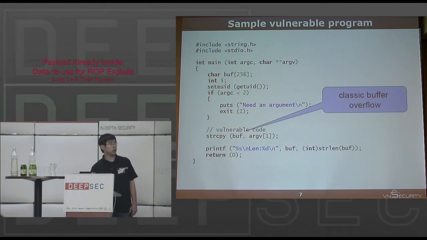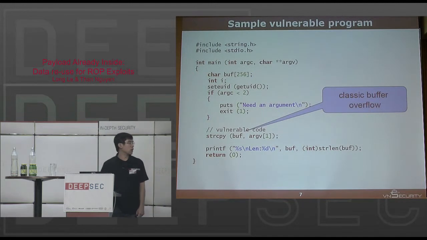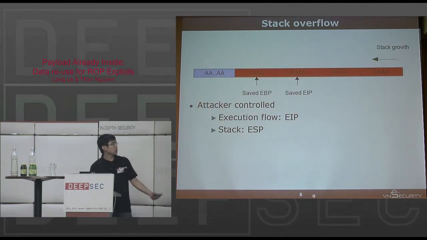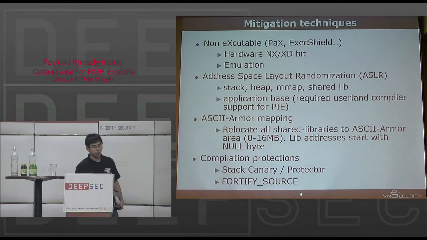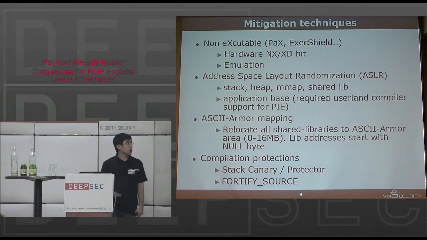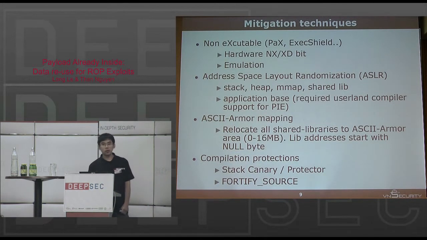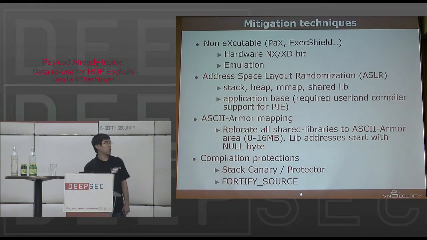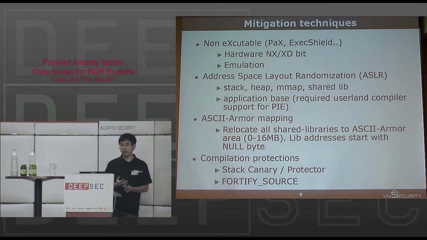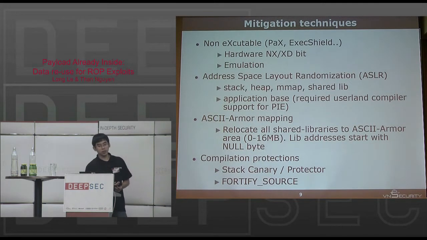I will try to go very fast on this because it's just basic things and a recap. This is just the basic buffer overflow problem, which I think is simple. Nowadays, Linux has a lot of different mitigation techniques. Like I mentioned before, non-executable memory, like PaX or Exec Shield, with support from the hardware itself, by the CPU with the NX or XD bit, or by software emulation.